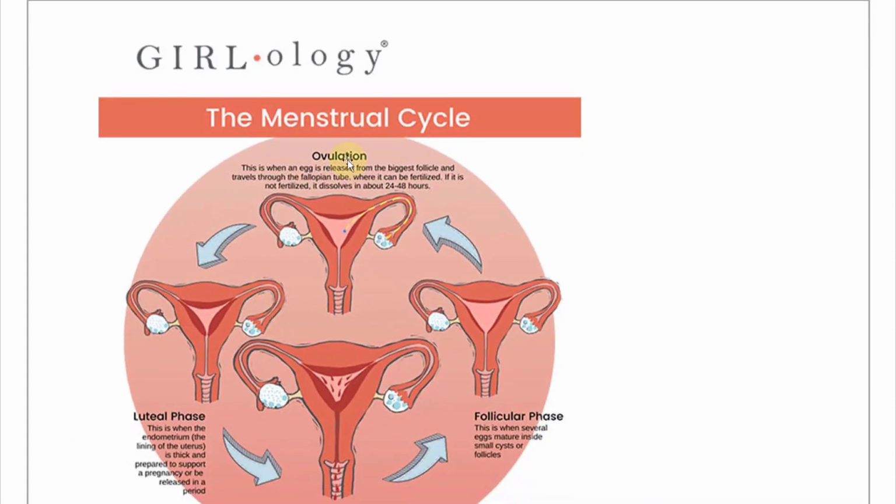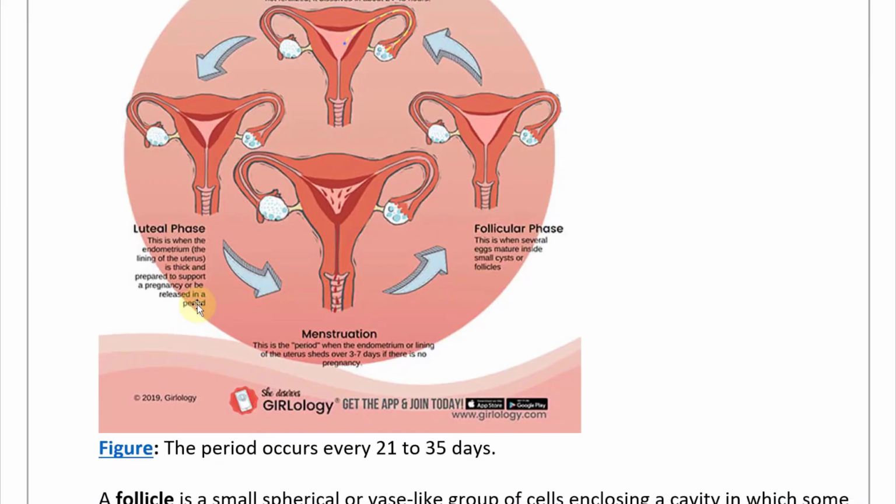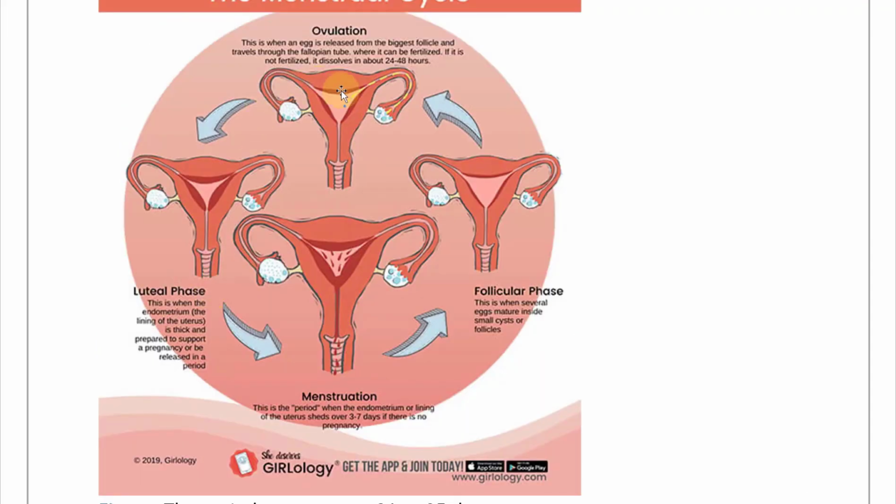And then in the ovulation phase, the egg drops in here where it can be fertilized. If it's not fertilized, it dissolves in about 24 to 48 hours. And then the next phase is the luteal phase. This is when the endometrium, the lining of the uterus, is thick and prepared to support a pregnancy or be released in a period. So if the egg does get fertilized, you go to the pregnancy stage.